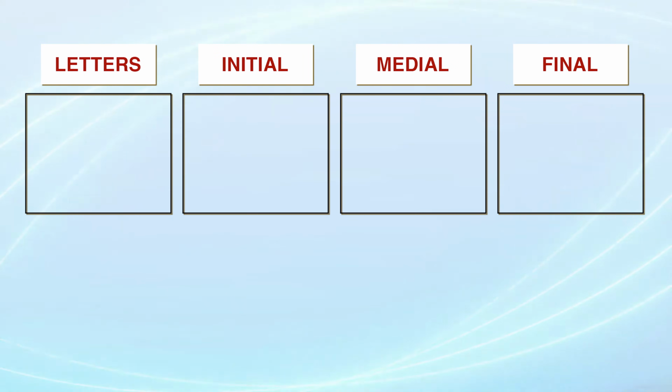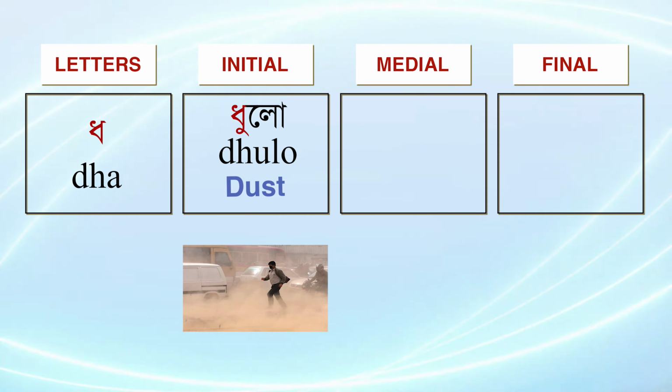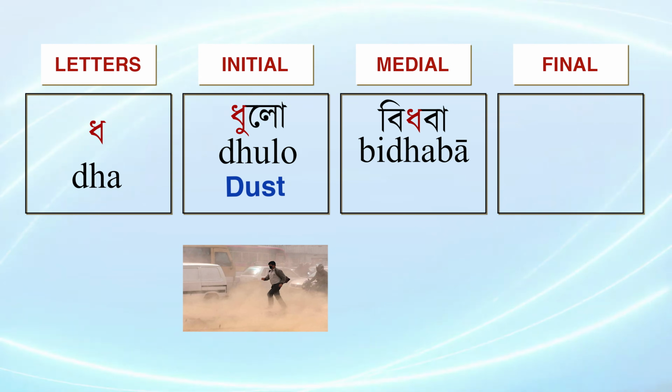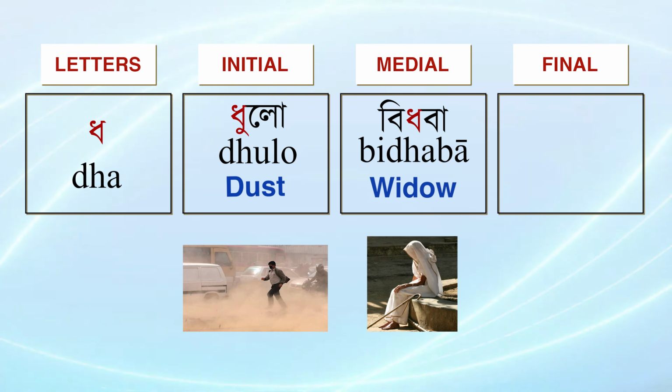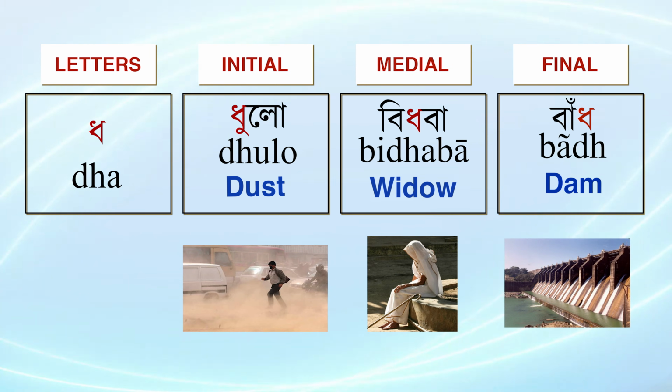The fourth letter is dha. In initial position, we have dhulo, which means dust. In medial position, we have bidhoba, which means widow. In final position, we have band, which means dam.